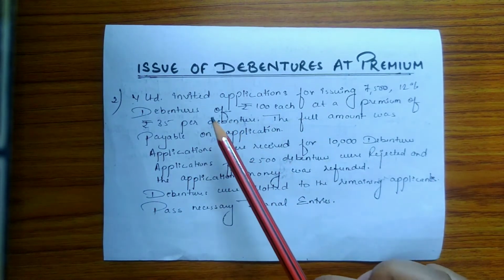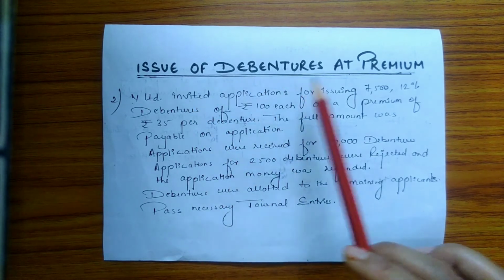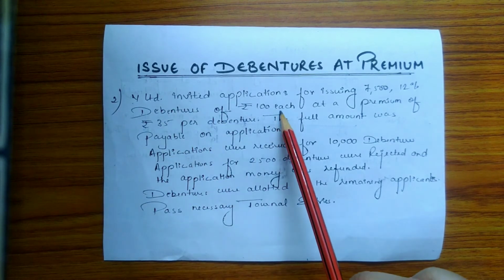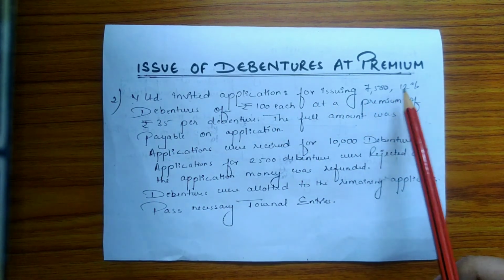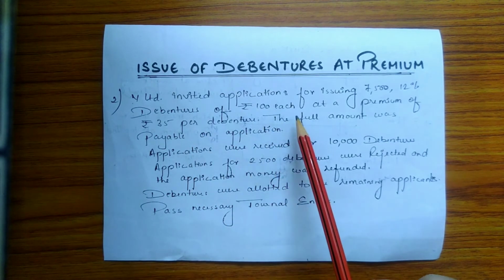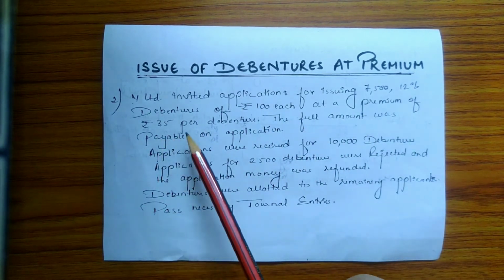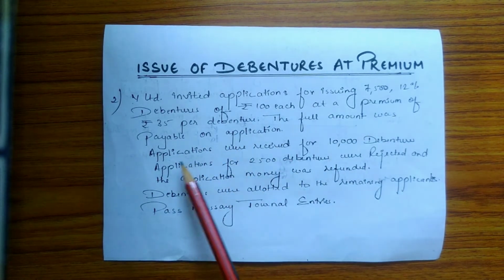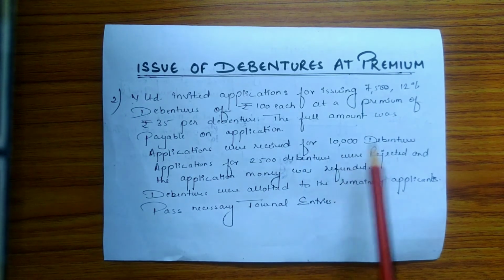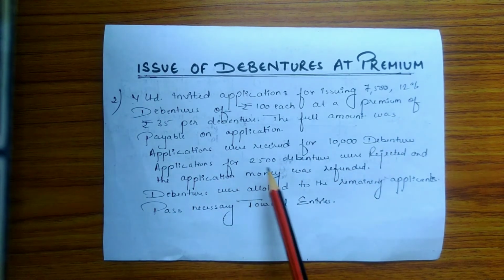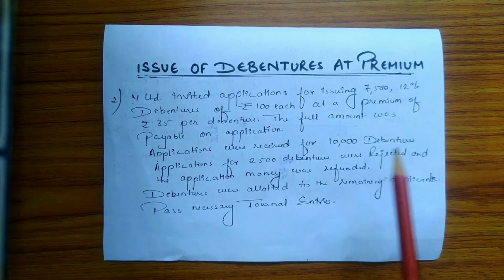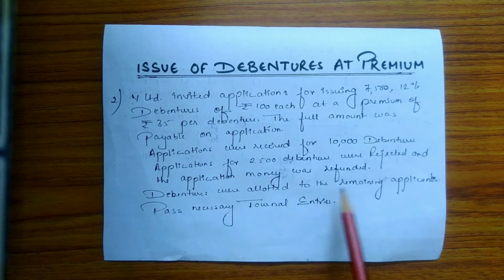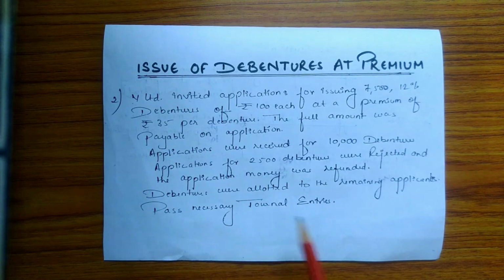So now moving on to the next question, based on issue of debentures at premium. The question is: Y Limited invited applications for issuing 7,500 12% debentures of rupees 100 each at a premium of rupees 35 per debenture. The full amount was payable on application. Applications were received for 10,000 debentures. Applications for 2,500 debentures were rejected and the application money was refunded. Debentures were allotted to the remaining applicants. Pass necessary journal entries.